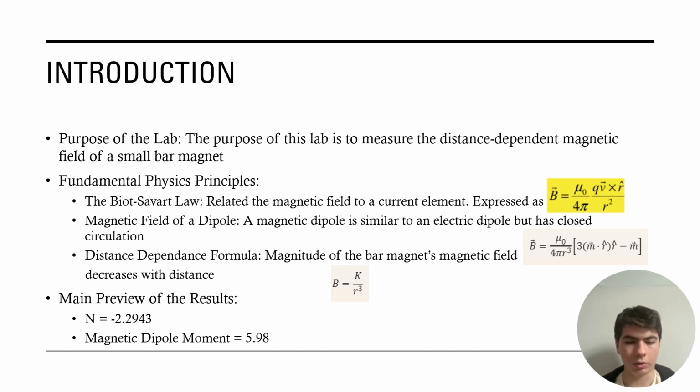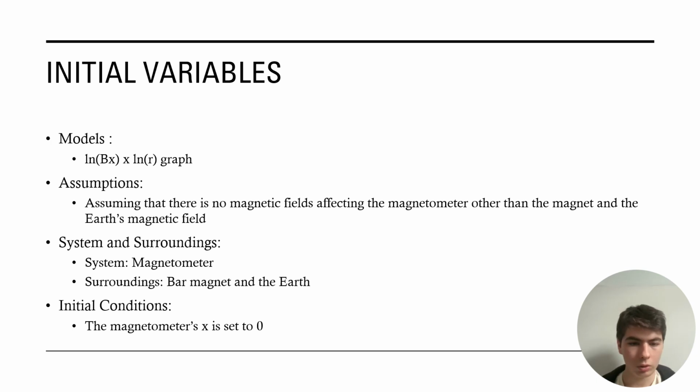And a main preview of our results is just that n was minus 2.2943 and the magnetic dipole moment was 5.98. So if we go to the initial variables, our model was just the natural log of Bx by the natural log of r graph, which you'll see later. We assumed that there's no magnetic field affecting the magnetometer other than the magnet and the Earth's magnetic field, and the Earth's magnetic field should be technically as minimal as possible since we aligned it.